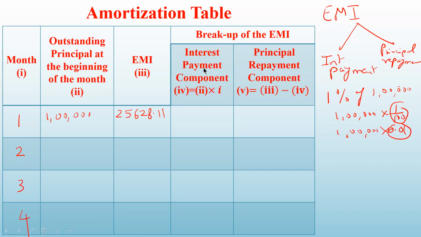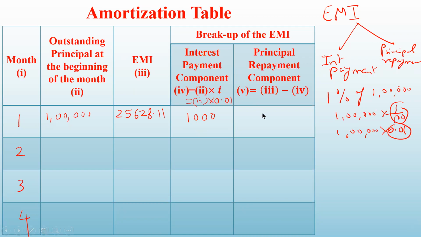So how am I getting this interest payment component? The fourth column is the second column multiplied by i. So 1 lakh multiplied by i, where i is 0.01. In different problems, the value of i will be different. So 1% of 1 lakh, multiplied by 0.01, you get 1,000 rupees. So the interest is 1,000. Out of this EMI, 1,000 rupees has gone for the payment of interest.